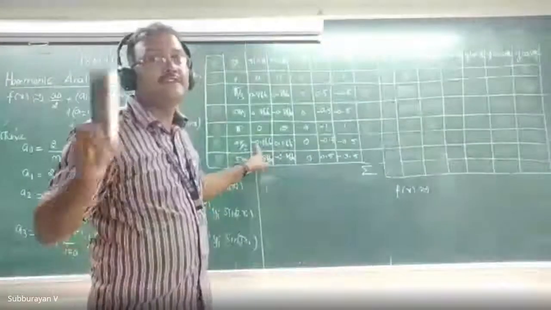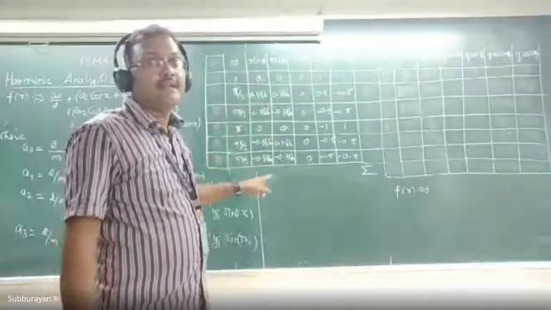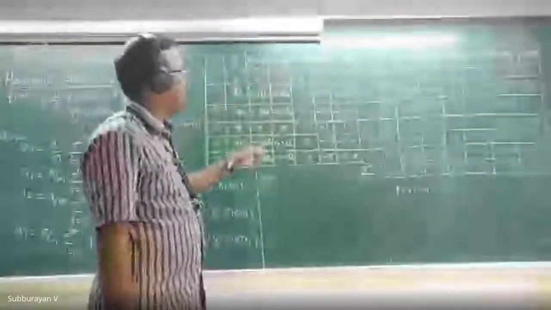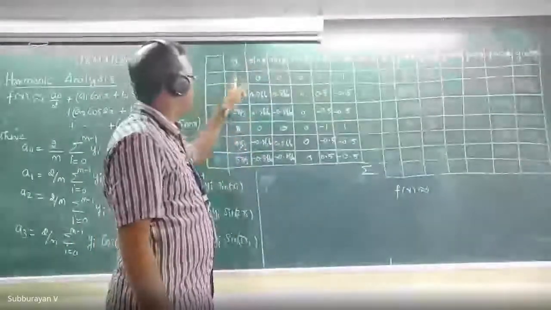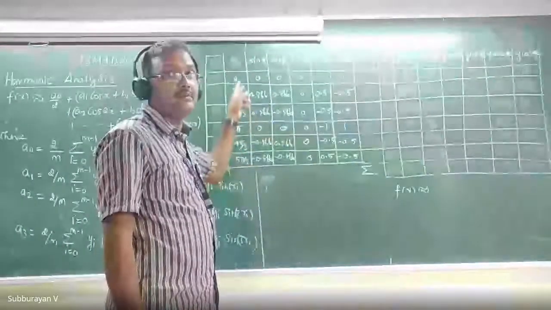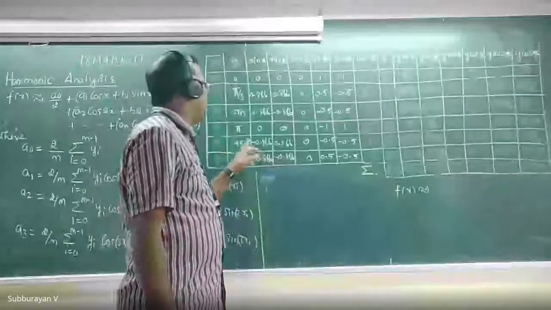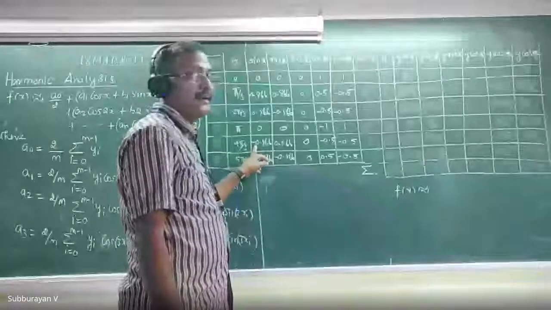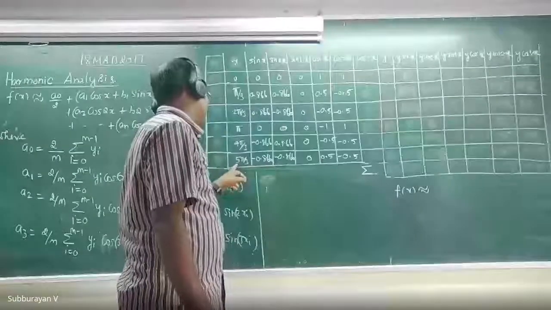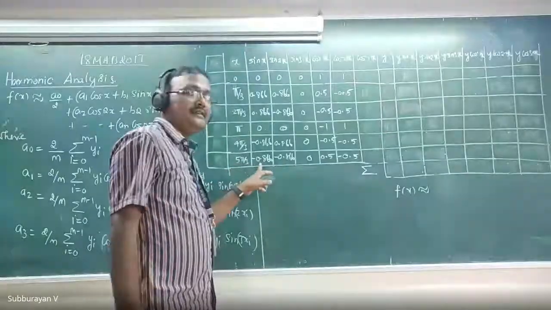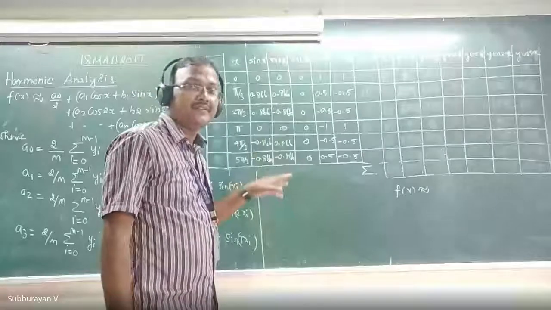Please fix your calculator in radian mode. If you fix your calculator in degree mode, these values will be different and you won't get the correct answer, because I am giving only the radian values. For x equal to 5 pi by 3, the value is minus 0.866, because sin x is a periodic function.